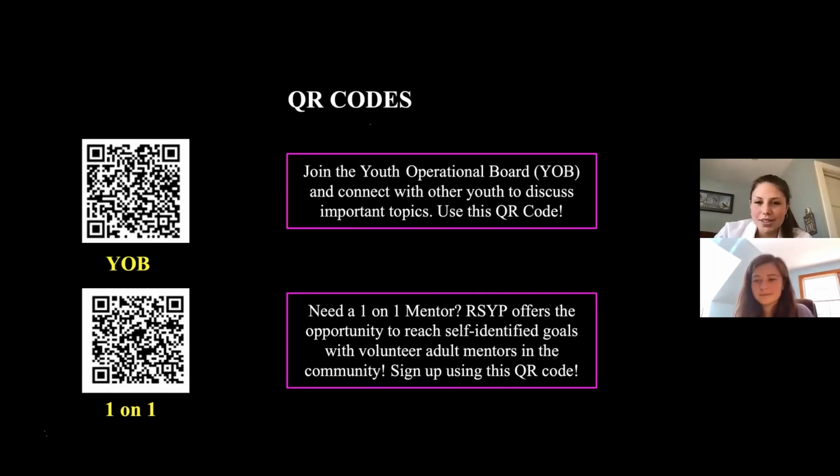Lastly, we have QR codes. You can just scan them with your camera app on your phone. And the first one is just to join the Youth Operational Board, or YOB, which I mentioned. And YOB has that $10,000 budget to create programs. So if you wanted to join, you can just scan the QR code and connect with other youth to discuss important topics. And the second QR code is just the one-on-one program, or the one-on-one mentoring, which Nadia mentioned. RSYP offers the opportunity to reach self-identified goals with volunteer adult opportunities in the community. And again, you can just use the camera app in your phone and scan the QR codes to join either of those.